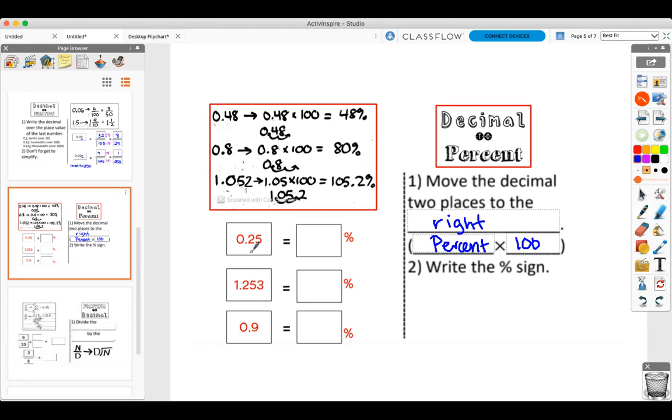So 0.25, you're moving the decimal 2 places to the right, and it goes right here, so it's going to be 25%. 1.253, so again, 2 places to the right, it's going to be 125.3%. 2 places to the right, 1, 2. And remember, nothing there, you have to put a 0. It's going to be 90%.